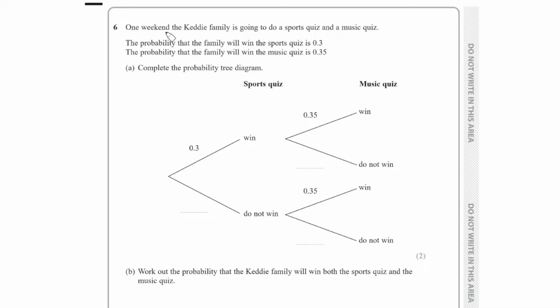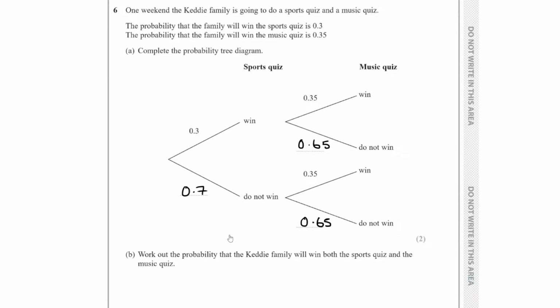Okay, so question 6. On one weekend, the Keddy family is going to do a sports quiz and a music quiz. The probability that the family will win the sports quiz is 0.3. The probability that the family will win the music quiz is 0.35. So just complete the probability tree. Obviously, they have to add up to 1, right? So that would be 0.7 for this one. Each of these 2 branches have to add up to 1. So this one has to also add up to 1, which is 0.65. And the same as this one's also 0.65. So nice, easy 2 marks there.